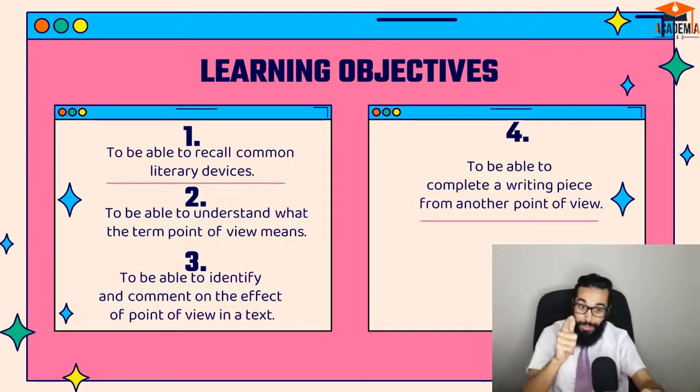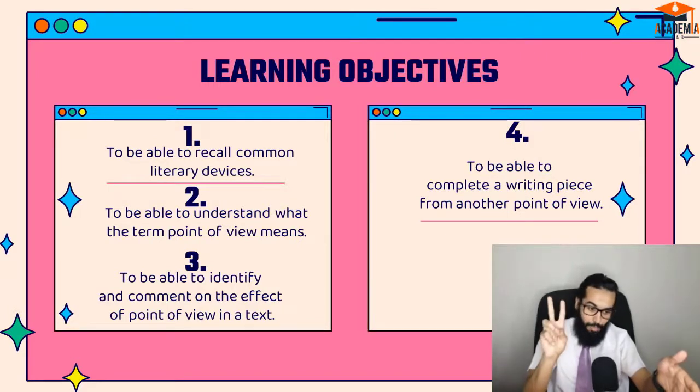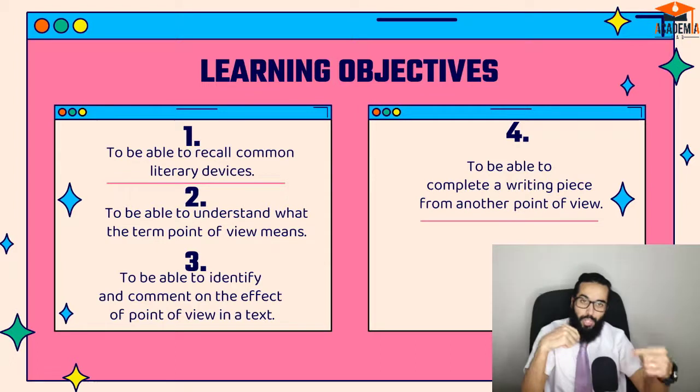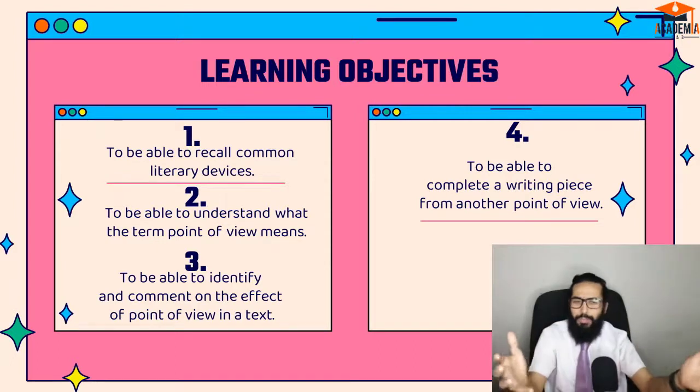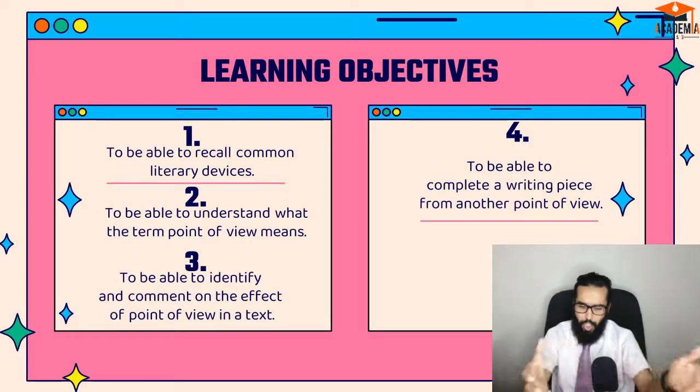Now, learning objectives. These you have to write in the notebook. Number 1, to be able to recall common literary devices. As I said, we're going to talk about the literary devices that we've studied together, and we're going to do that in the starter activity in the next slide. Number 2, to be able to understand what the term point of view means. What do you mean by point of view? Why do we use it? And what is the relationship between point of view and the texts that we're going to read together this term?